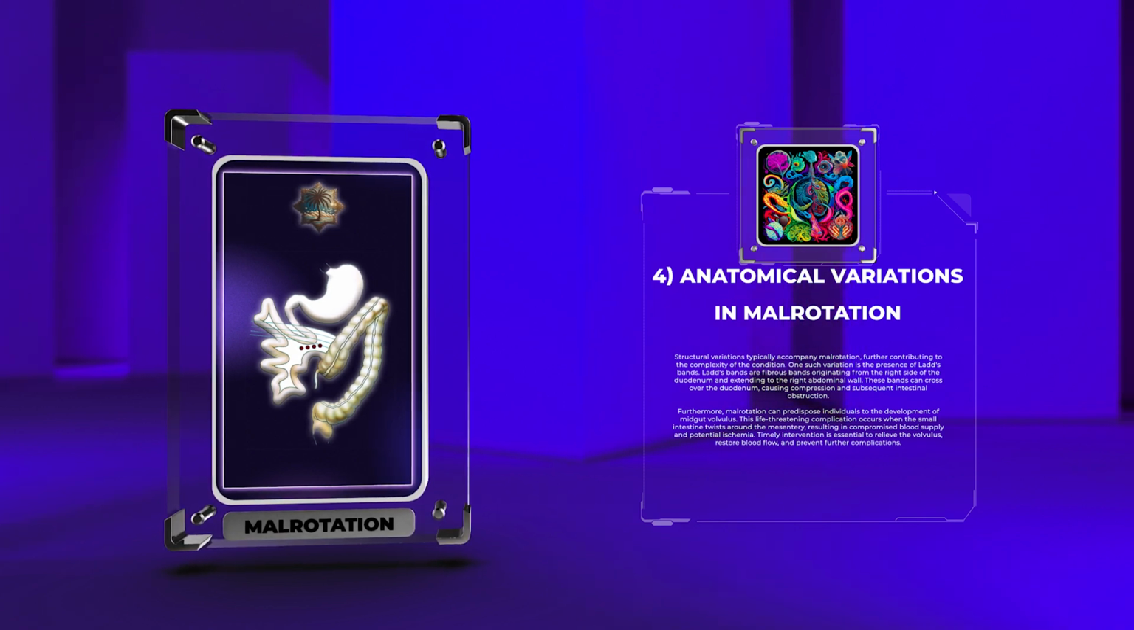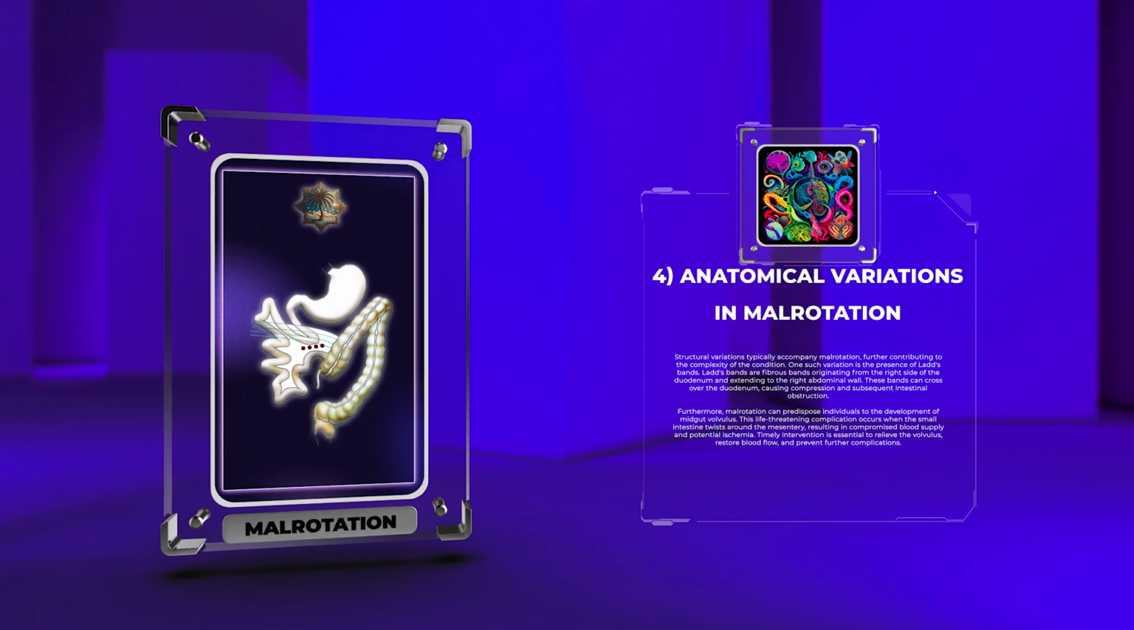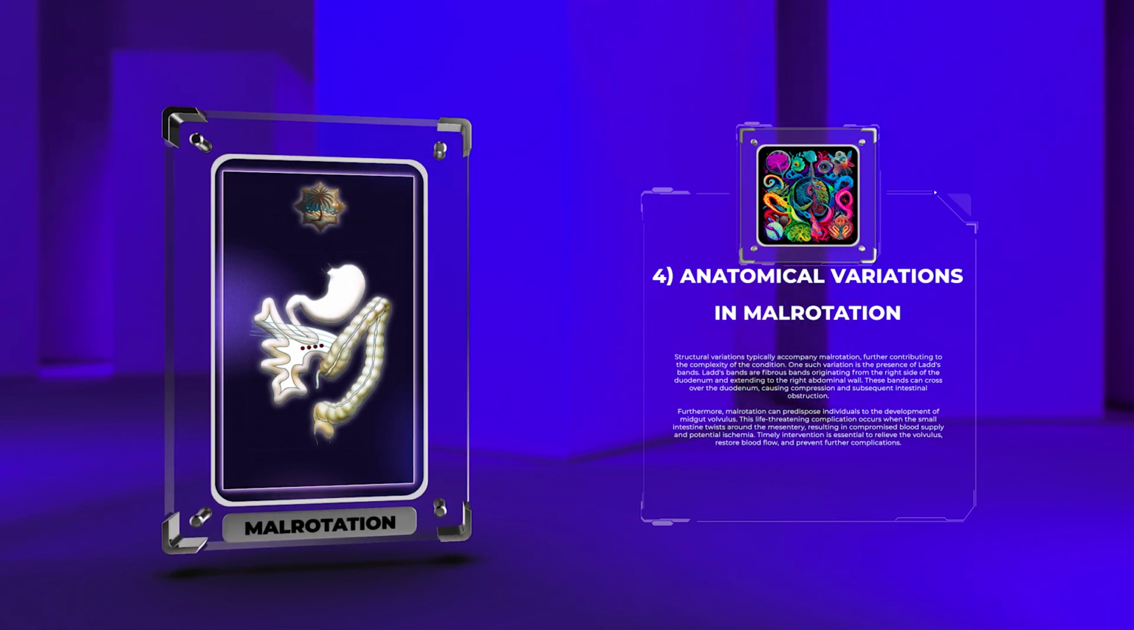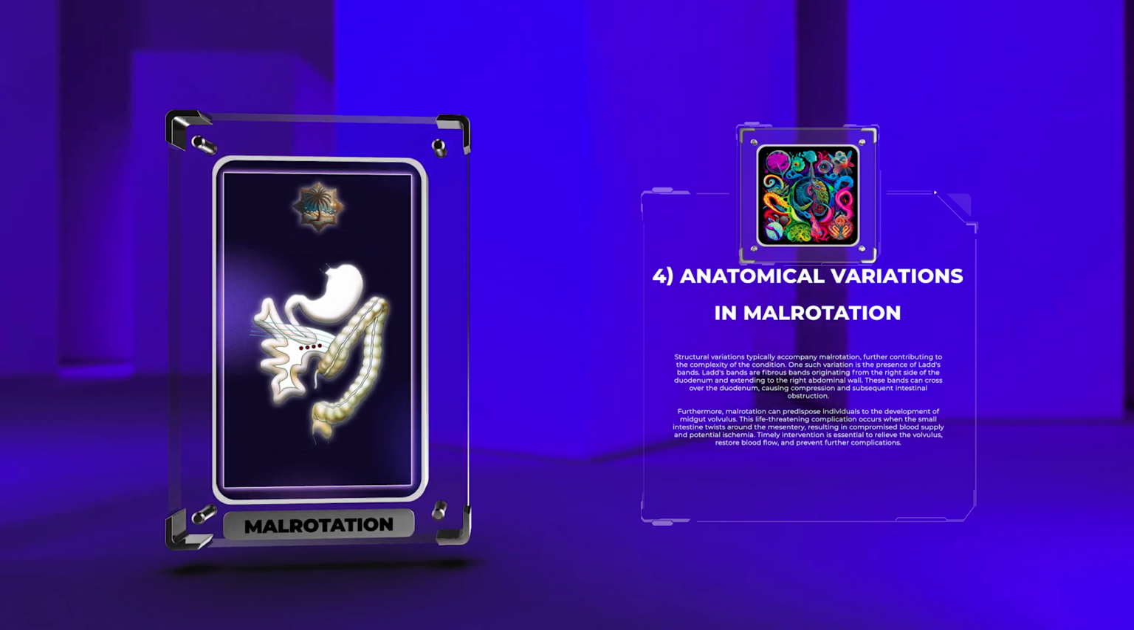Furthermore, malrotation can predispose individuals to the development of midgut volvulus. This life-threatening complication occurs when the small intestine twists around the mesentery, resulting in compromised blood supply and potential ischemia. Timely intervention is essential to relieve the volvulus, restore blood flow, and prevent further complications.